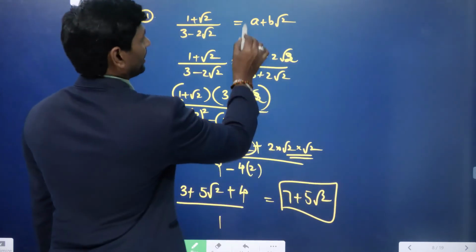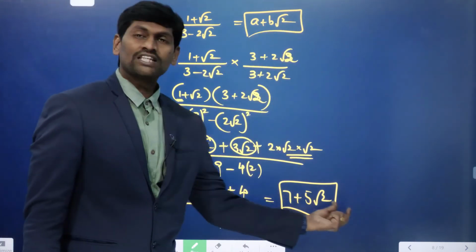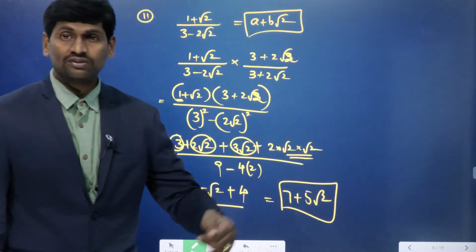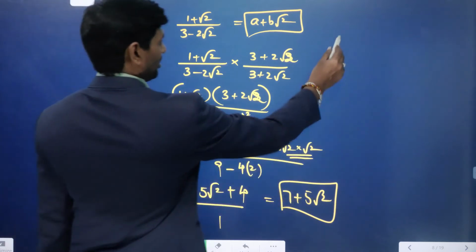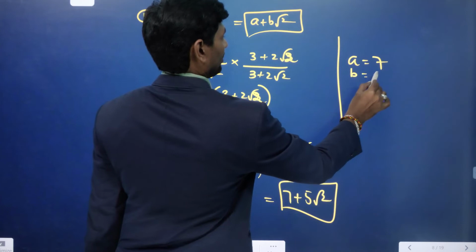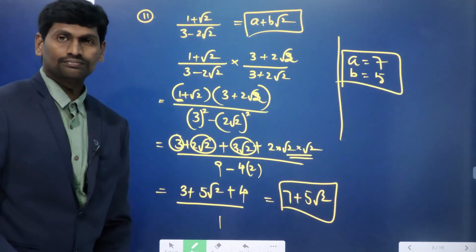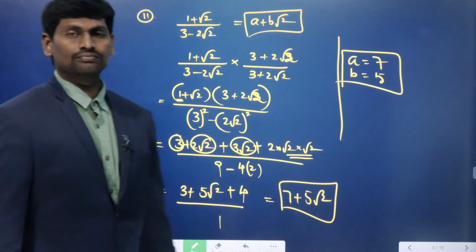Now compare with the RHS. A plus b root 2, 7 plus 5 root 2. Then what are a and b values? Very good. A value is 7, b value is 5. Done. Check. Please note that.